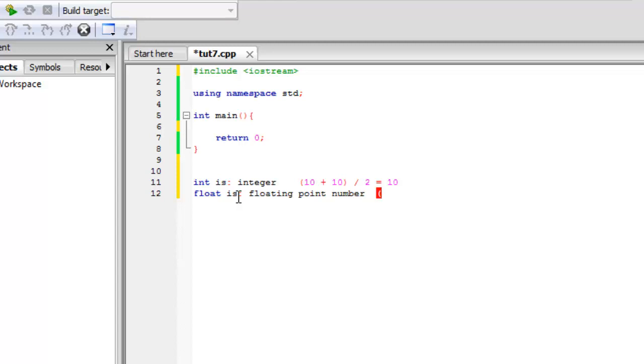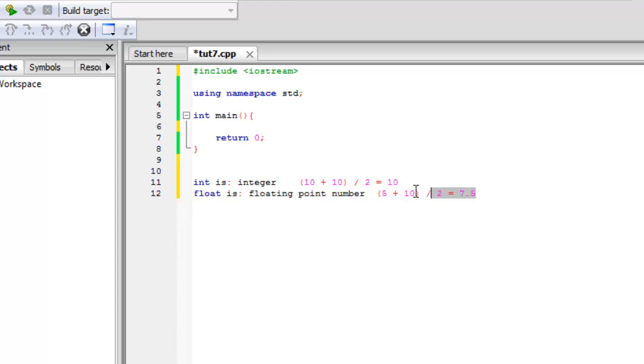Say you want to average out 5 plus 10 divided by 2. Well, we know 5 plus 10 is 15. Divide that by 2 is 7.5. Okay, it contains a decimal. It's a floating point. That's fine.